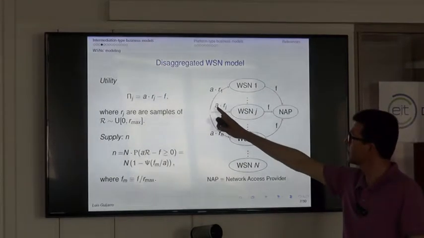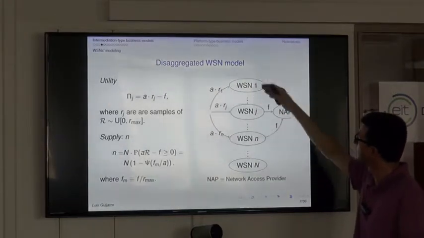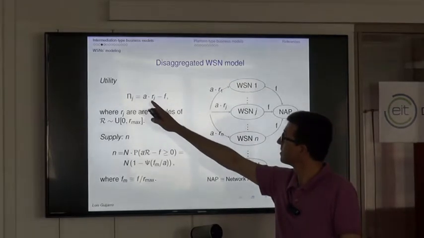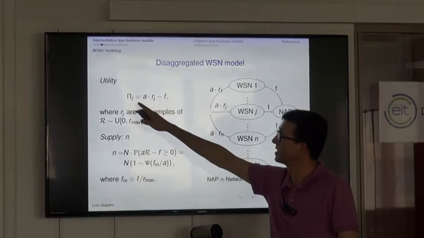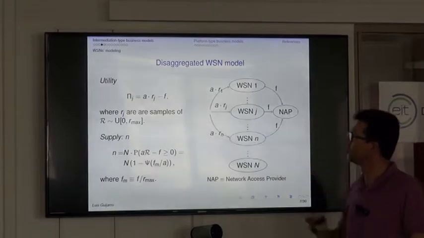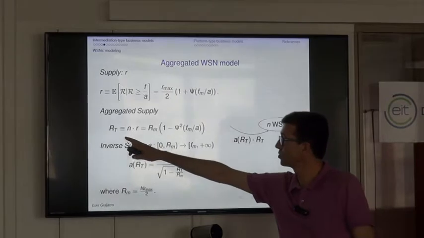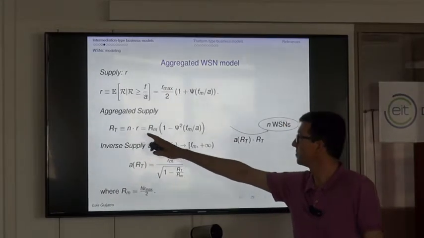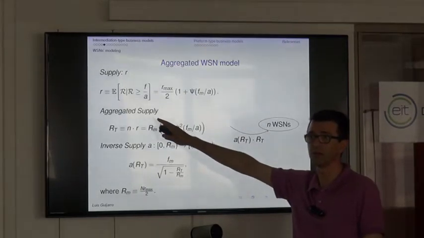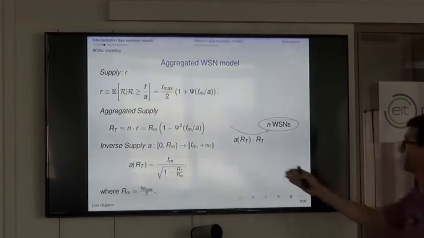So for a given A, this gives a subset of networks that, depending on its respective sensing data rate, gets positive profits. So they choose to deliver the data. And the expression of the total rate that the service provider can get, depending on the price A, is given by this. This is an expression for a supply. Given a price, a total amount of product can be computed.